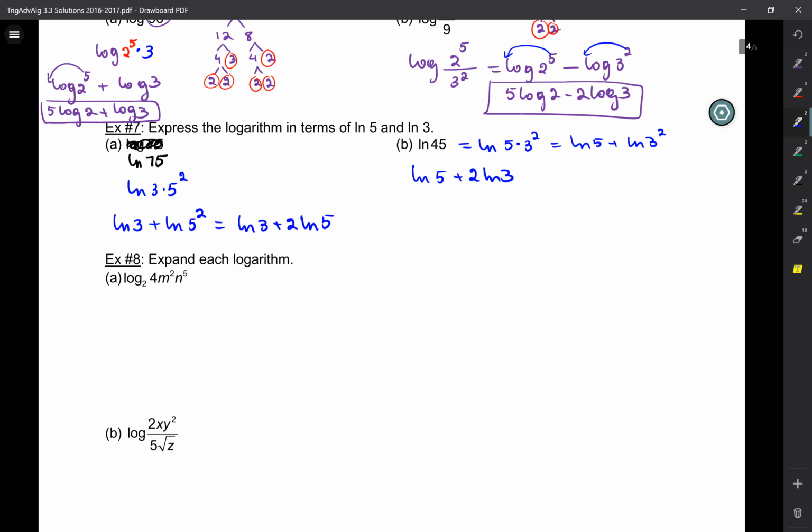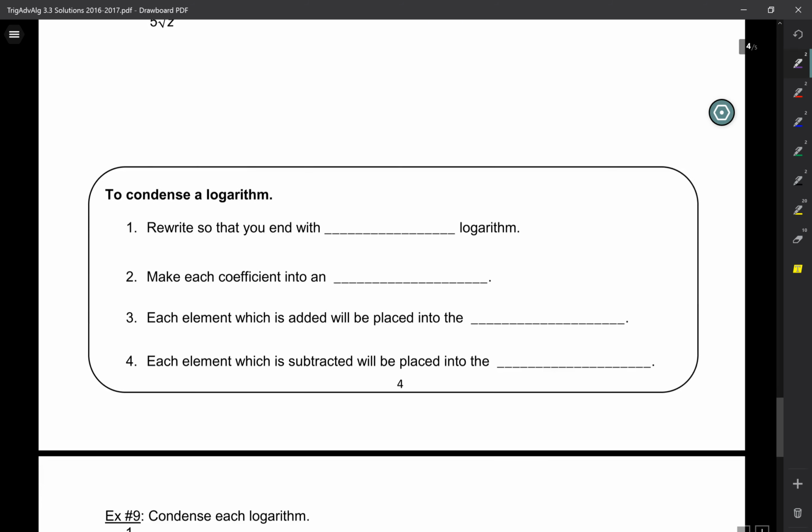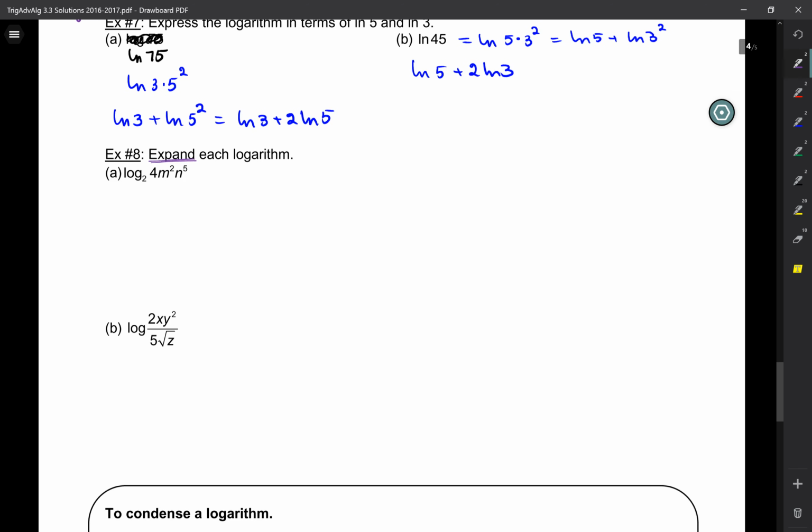Okay? Okay, now we're going to expand. So when you expand, remember, you have to have as many logs as there are elements in the problem. So how many elements are here? 1, 2, 3. So that's how many logs you're going to have. All right. So log base 2 of what? 4. Now plus or minus?